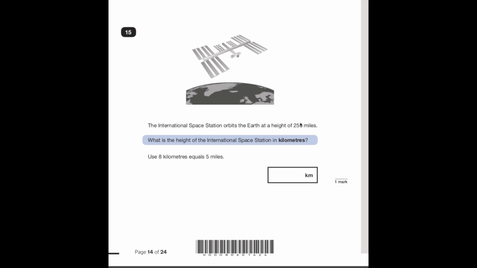So what we need to do is divide 250 by 5. You should know that 250 divided by 5 is 50. That means we have 50 lots of 5 miles, which means we also have 50 lots of 8 kilometres. So 50 times 8 is 400, so it is 400 kilometres above the Earth.